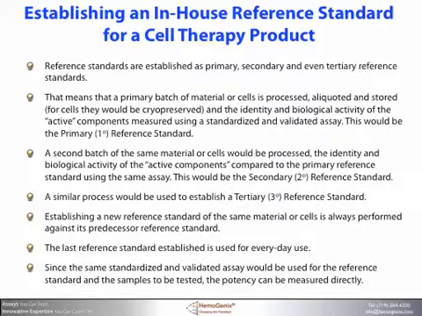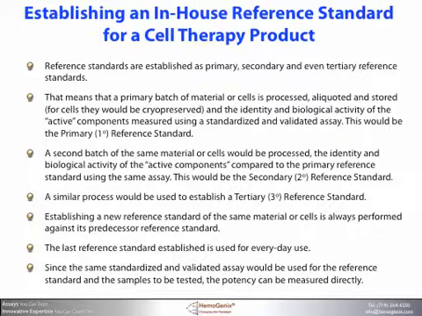Reference standards are established as primary, secondary, and even tertiary reference standards. That means that a primary batch of material or cells is processed, aliquoted, and stored. And for cells, they would be cryopreserved. And the identity and biological activity of the active components measured using a standardized and validated assay. This would establish the primary reference standard.